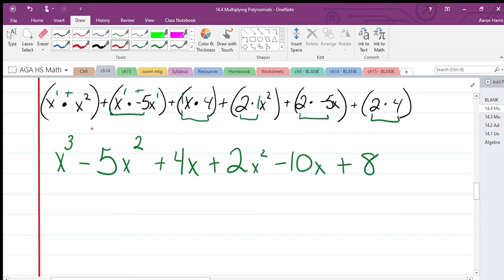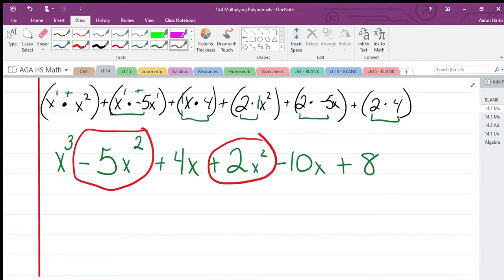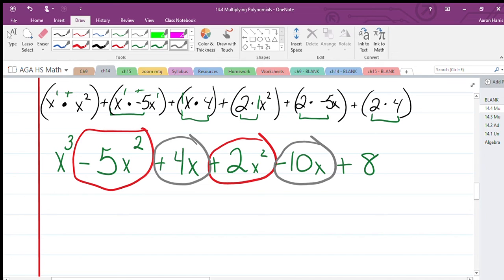Now, I got to go back through and look. I see that I have an x squared, I have an x squared, I have a 4x, I have a negative 10. Remember, you must combine like terms to simplify this. Anything with the x cubed? Nothing. So just bring it down. Now I have x squareds. This says negative 5 plus 2 x squared. So negative 5 plus 2, that's really 5 minus 2. 5 minus 2 is 3. Keep the sign of the bigger number. So negative 3x squared.